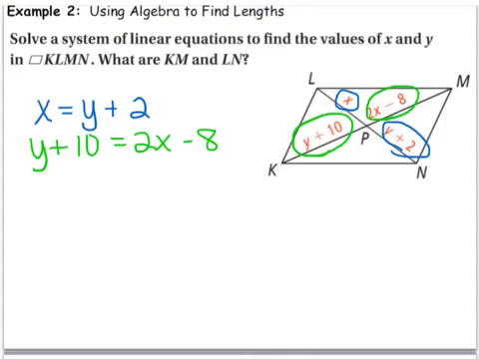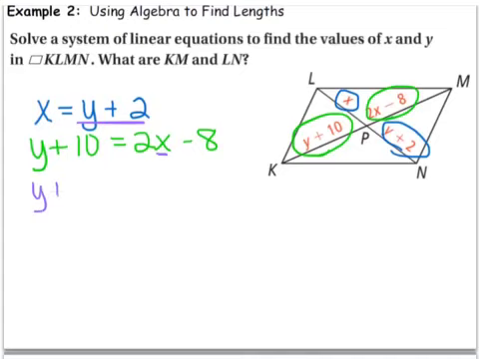Now remember, you guys know several ways to solve systems of linear equations. You could use elimination, substitution, or you could graphically solve it. In this case, since the x is already isolated, I'm thinking that substitution is going to be the easiest. So let's plug in x into our second equation. Let's plug this in right there.